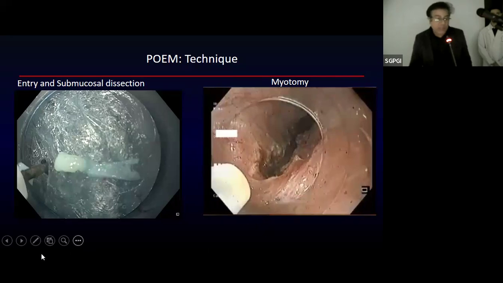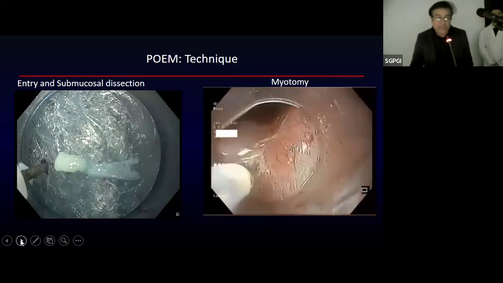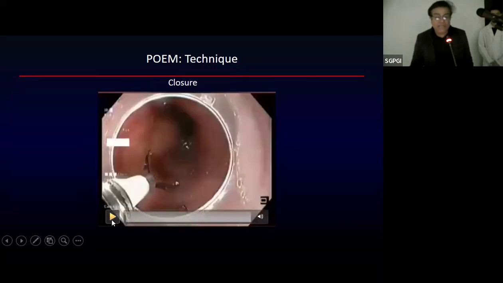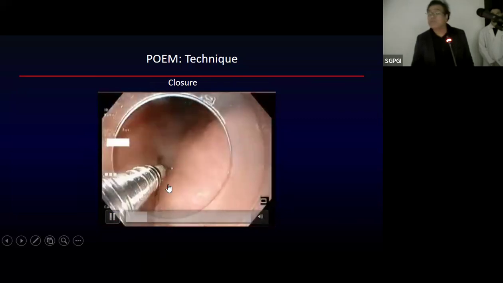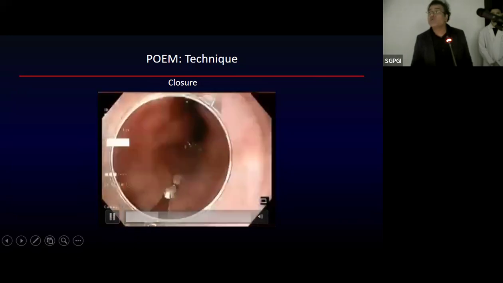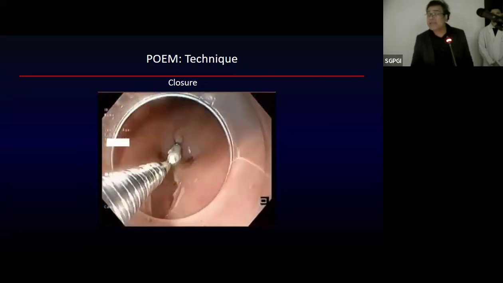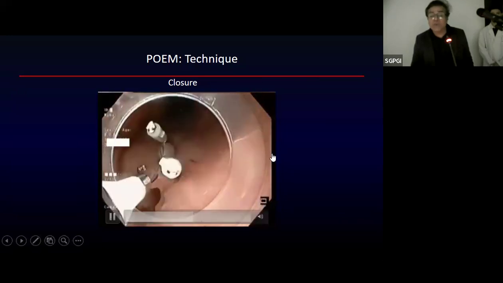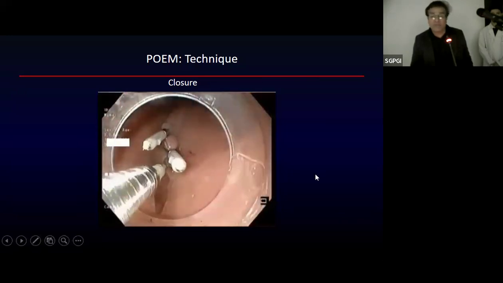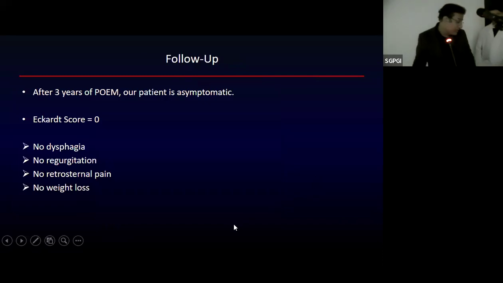So after this, the last step is the closure of the incision that you have created in the mucosa. So this is very important just to ensure that there is no perforation. Cutting the muscle here is not a perforation, but if you don't close the mucosa appropriately, you will have a perforation. So to continue further, Karthik.